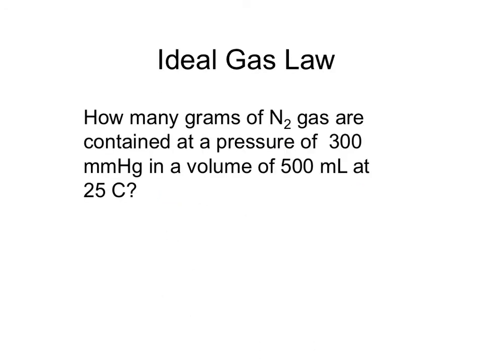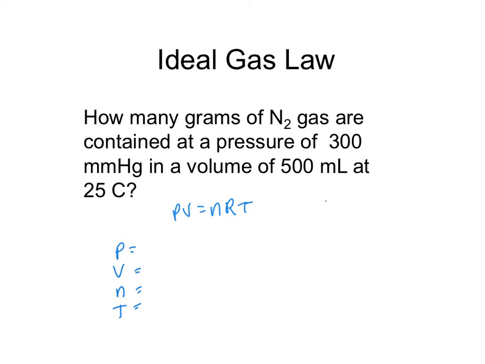Okay, so then here is a problem that will involve the ideal gas law. It's going to be PV equals nRT, and the question is how many grams, so you can always solve for moles and convert to grams, right? How many grams of gas at a pressure of 300 millimeters of mercury in a volume of 500 mL at 25 degrees C. So you've got pressure, volume, moles, and temperature.